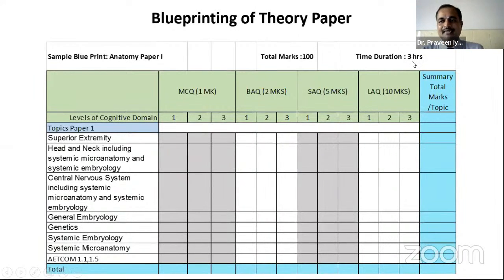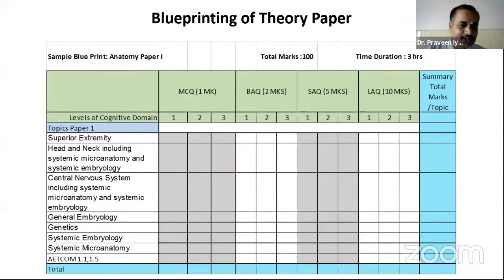So let's look at a representative example of paper 1 of MUHS. Mind you, this is only representative, and this only gives us an idea how to go with the process of blueprinting. So how do we go about it? Now let's try and look at the table, and I'll explain the table to you first, what it means. This is paper 1 of anatomy as per MUHS pattern.